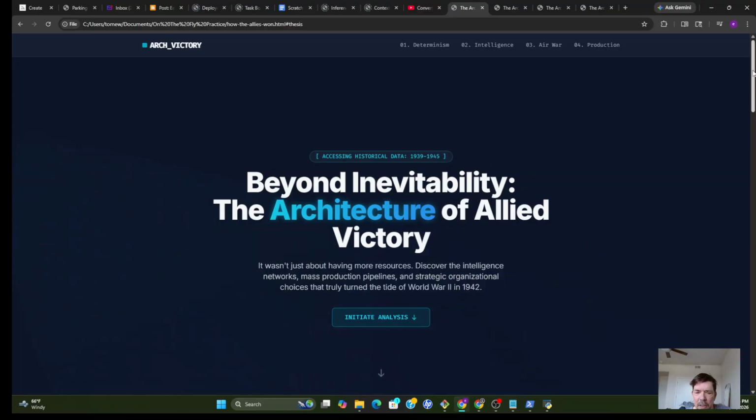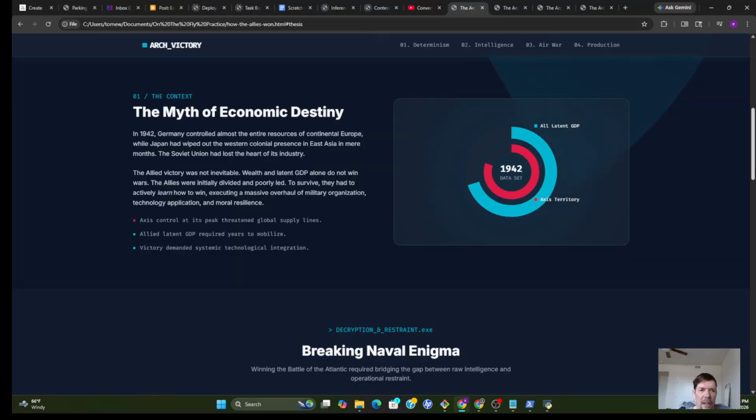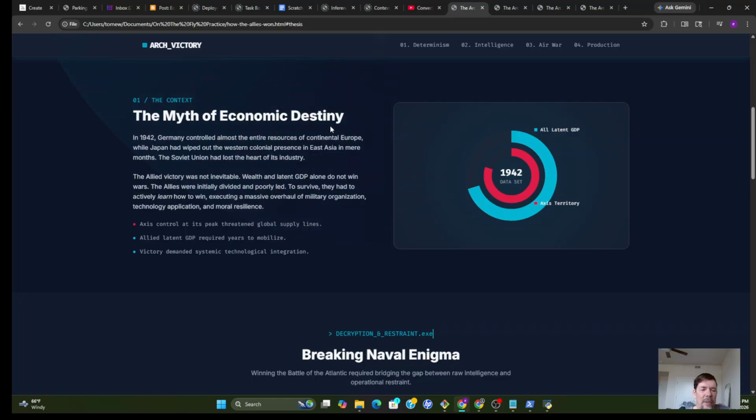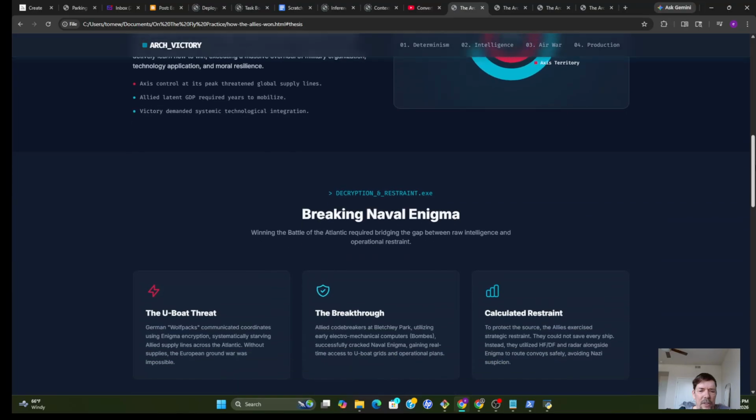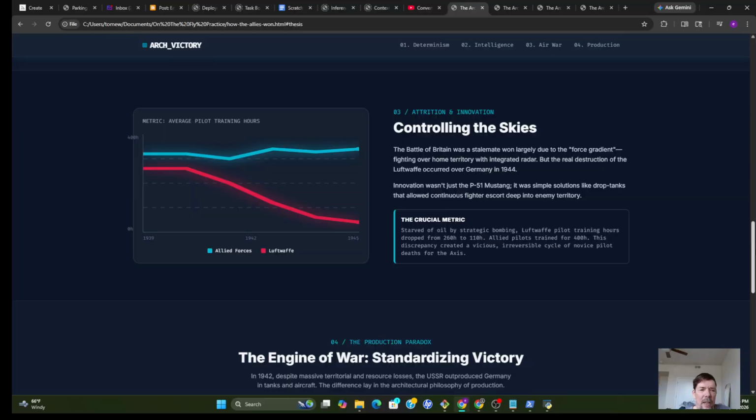It's got a single page here, but you can scroll down. It has an intro section, then the myth of economic destiny, talking about economic issues. Then the naval battle, and the air battle, and it has an interesting point here. I've read the book a couple of times and didn't recall this. I thought this was pretty neat.